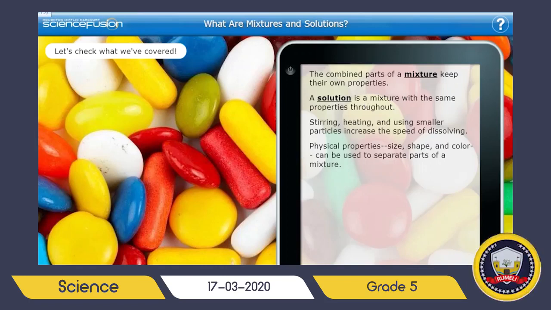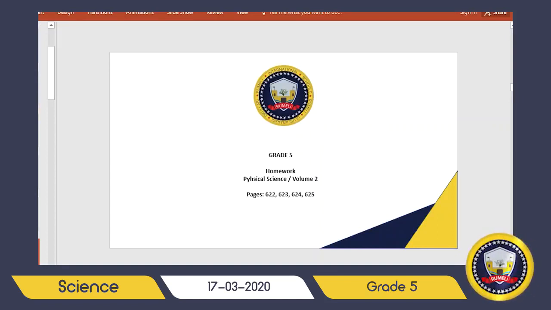Okay, so that's all for today. With this subject we finished our topic related with mixtures and solutions. Please go to pages 622, 623, 624 and 625 to do your homework. Do these activities on these pages to understand this topic better. If you have any questions, you can go back to the previous pages to understand this subject more.